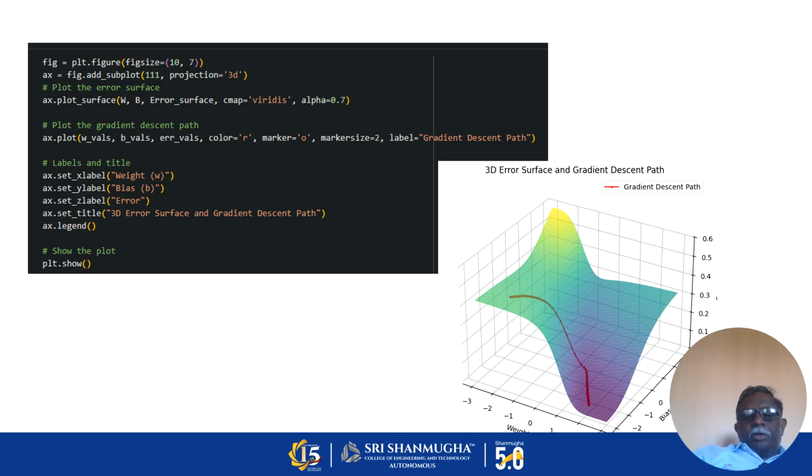Finally, when you plot using the 3D plot with the matplotlib library, the initial point is here. When you apply this, the model parameters get changed, and finally it moves in the direction where it will converge. So finally it reaches over here.